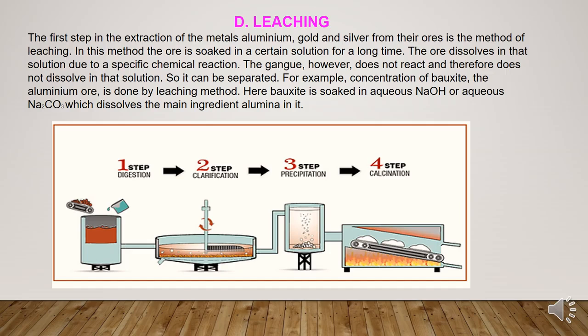For example, concentration of bauxite, the aluminium ore, is done by the leaching method. Here bauxite is soaked in aqueous sodium hydroxide solution, which dissolves the main ingredient alumina in it. So this is the actual thing, how it goes on. This picture is not there in your textbook, so you can have a look at how this process is carried out.